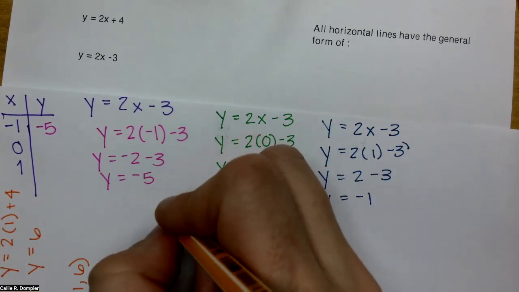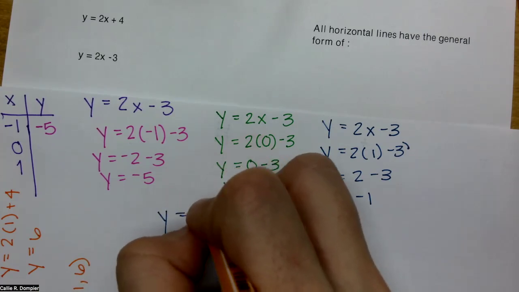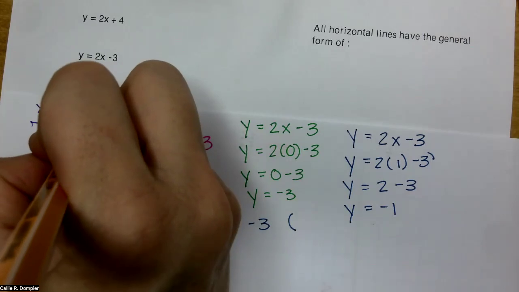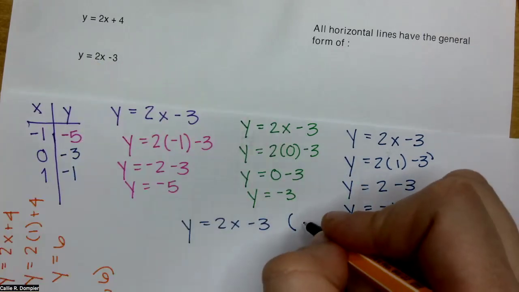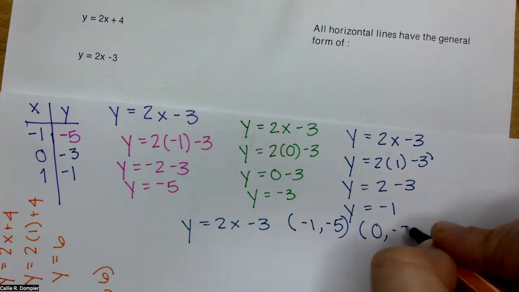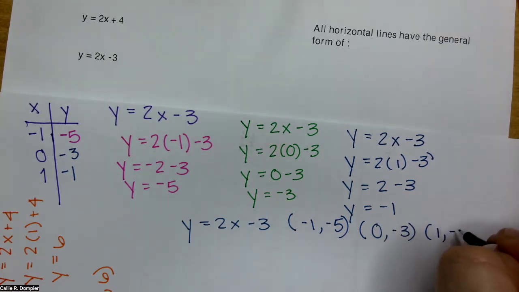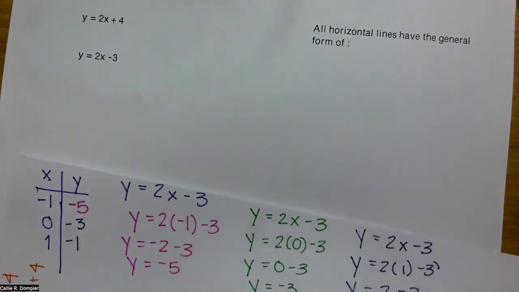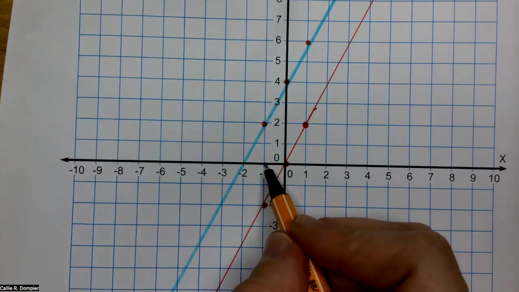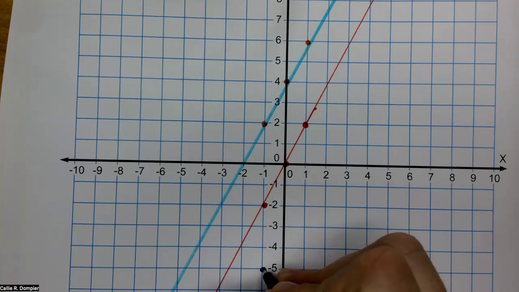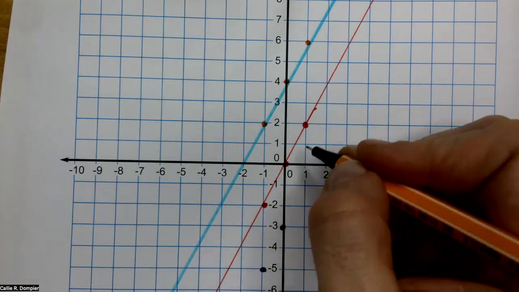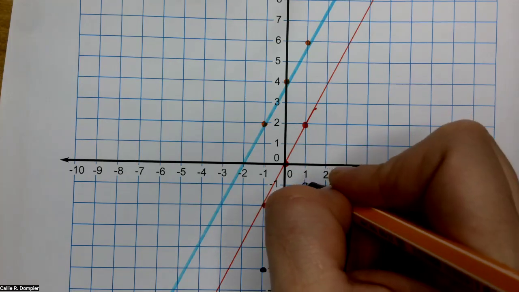Good. So now our points for y equals 2x minus 3 are, oh, sorry, I forgot to write them over here. -1, -5, 0, -3, and 1, -1. Let's see what those look like when we graph it. -1, -5, 0, -3, 1, -1.